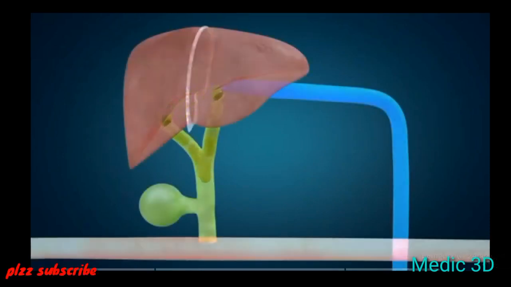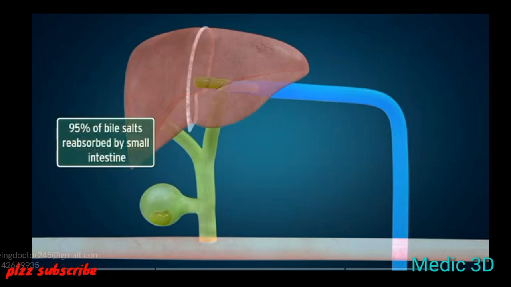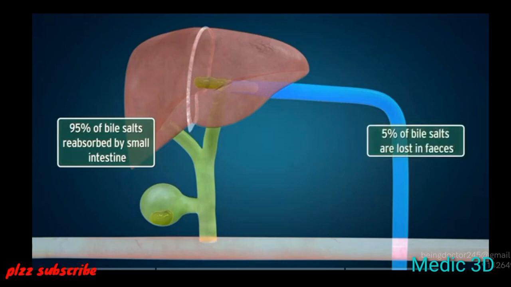Enterohepatic circulation is a continuous circulation of bile salts from the liver to bile and their passage into the duodenum, their absorption in the ileum, and then return to the liver as a mixture of bile acids and salts. 95% of bile salts are reabsorbed by the small intestine via the portal circulation to the hepatocytes and are resecreted into the bile, whereas 5% of bile salts are lost in feces, 500 to 600 mg per day.